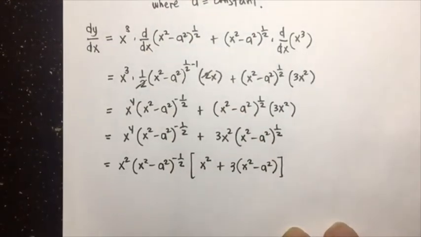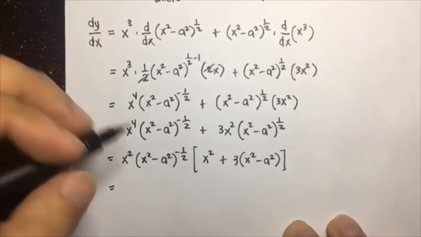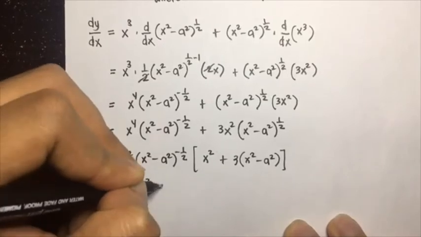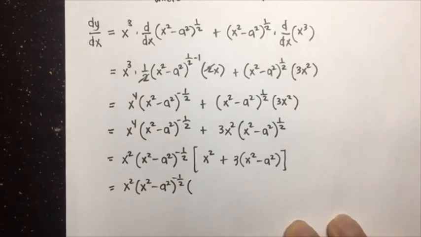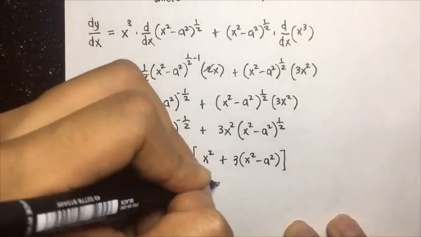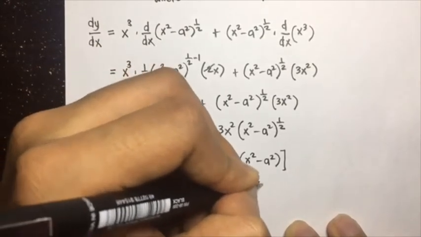Okay, so simplifying, we will have x squared times x squared minus a squared raised to negative 1 half, multiplied by, so this will become x squared plus 3x squared minus 3a squared.